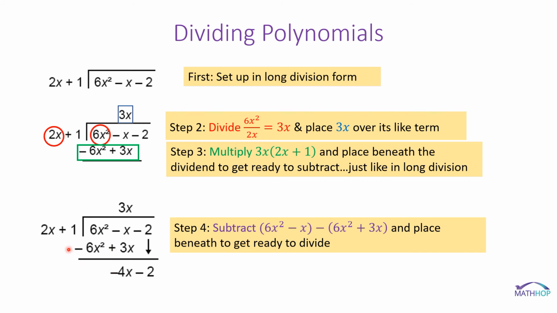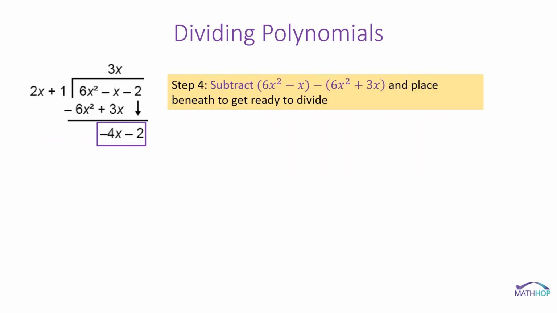Sometimes people change this to an addition and then change all of the signs to their opposites so they don't make a mistake. You can do that. Or you can just be very careful and say negative x minus 3x is negative 4x. And then we bring down our negative 2, just like in regular long division, because we're getting ready to divide again. So what are we getting ready to divide? Negative 4x minus 2 by this 2x plus 1. And how will we do that? We're going to take the negative 4x, the first term, and divide by 2x, just like we did the last time. But we need some more room, so let's move this up.